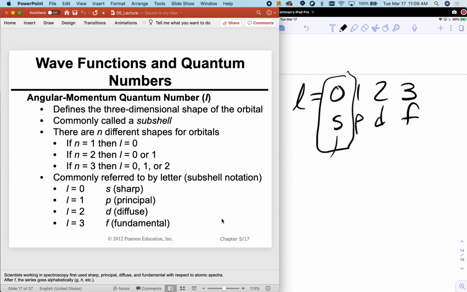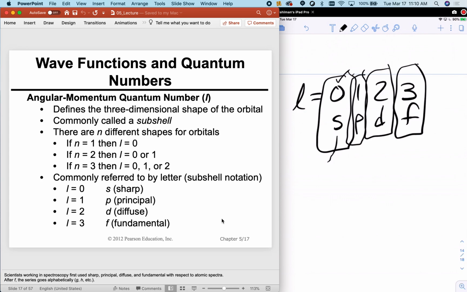And so if you have an l equals 0, that's an s orbital. If it's equal to 1, that's a p. A 2, that's a d orbital. And a 3, that is an f orbital. Okay, and so these really refer to shapes.